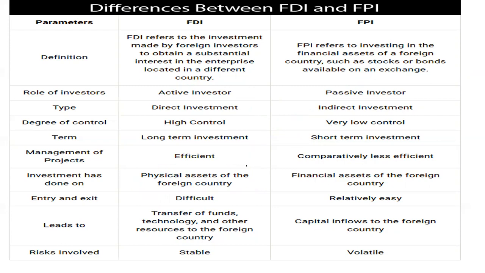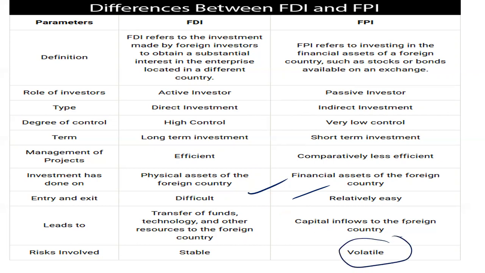Then entry and exit. In case of FDI, entry and exit is difficult, and in case of FPI, it is relatively easy. In FPI you are just investing in financial assets, so it is very easy. Then FDI leads to transfer of funds, technology, and other resources to the foreign country. And in case of FPI, only capital flows to the foreign country. There will be only flow of capital, meaning funds. Then risk: stable risk is involved in FDI, and volatile risk is involved in FPI.